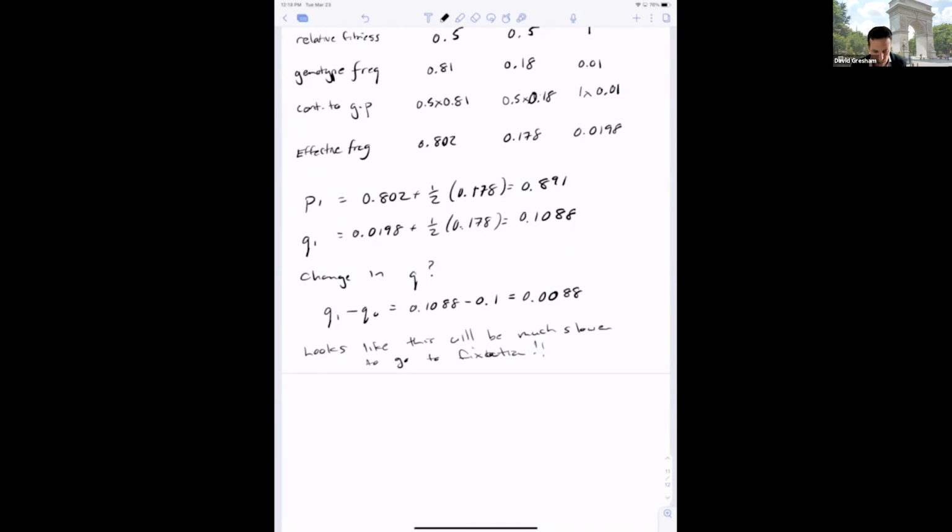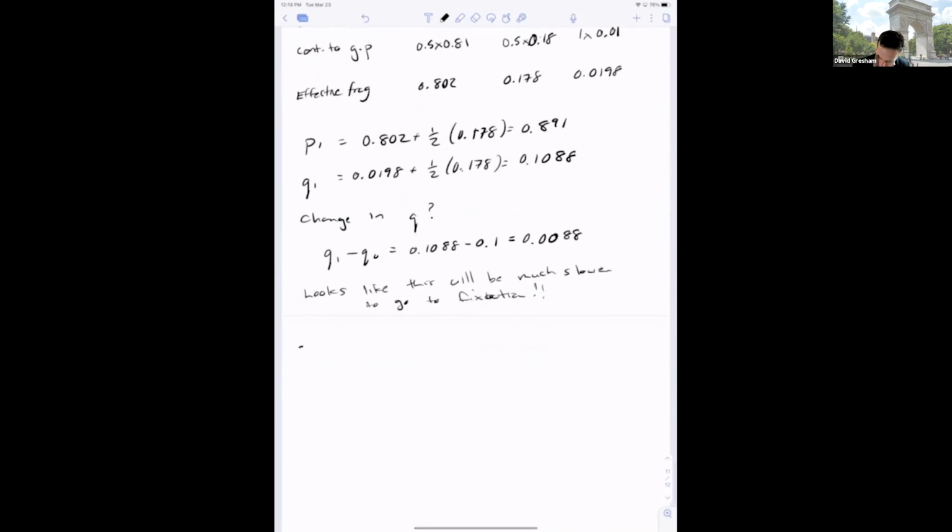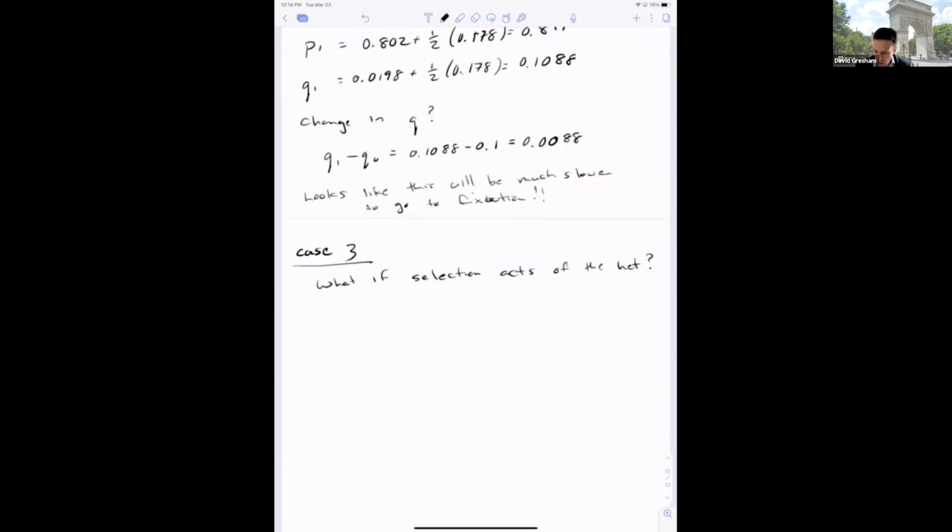And we can do that in the computer. Our third case, which we're going to leave for the computer, but is the most interesting case, is what if selection acts on the heterozygote? And this is our case of balancing selection, in which the relative fitness of our genotypes is as follows. And we can use exactly the same procedure to study what's going to happen to these allele frequencies. And I think something very interesting will happen in this particular scenario.